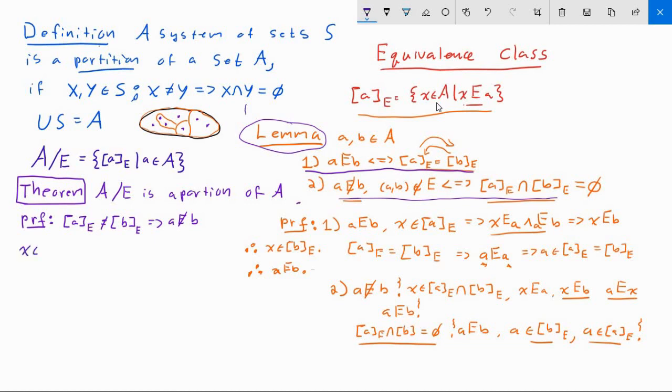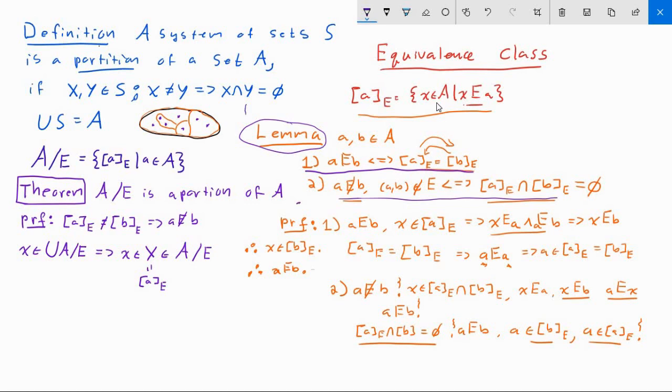For the second part of a partition, let's suppose we had some element X, and that was in the union of our set A modulo E. Well, this means that the element X must belong to some set big X, which itself is a member of A modulo E. But A modulo E is the set of equivalence classes of A, so therefore the set big X must be equal to some equivalence class of some element belonging to the set A.